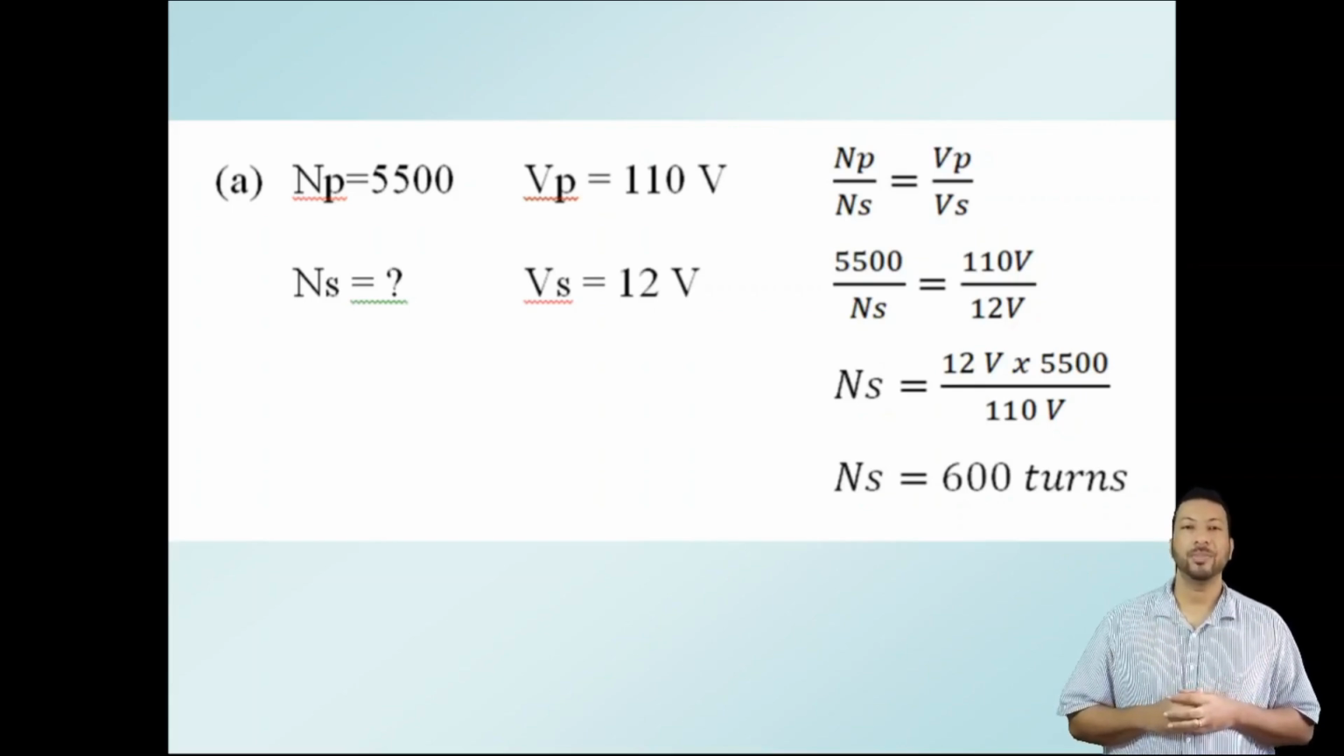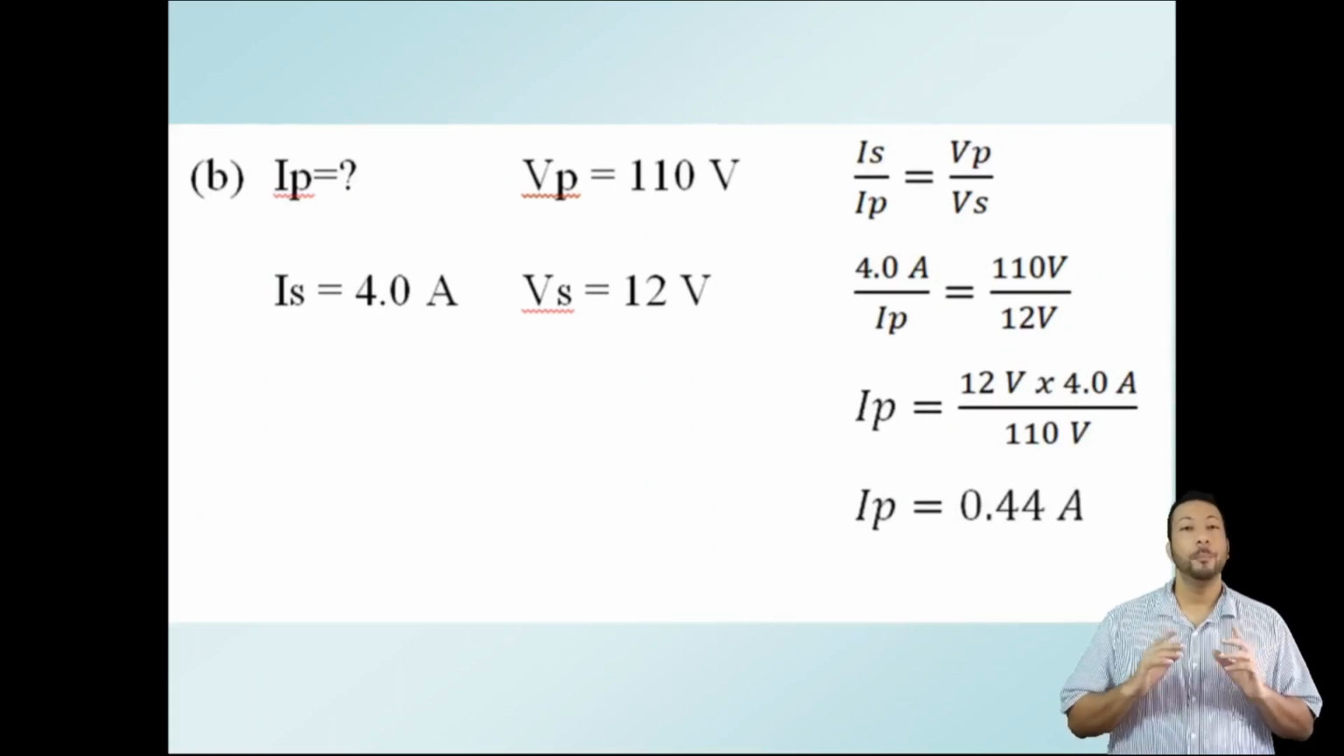If you had worked this out and gotten a number that was more than 5,500, that would automatically let you know that you are incorrect, because if it's a step-down transformer as stated in the problem, the secondary turns cannot be more than the primary turns. Part B, we're looking for the primary current.